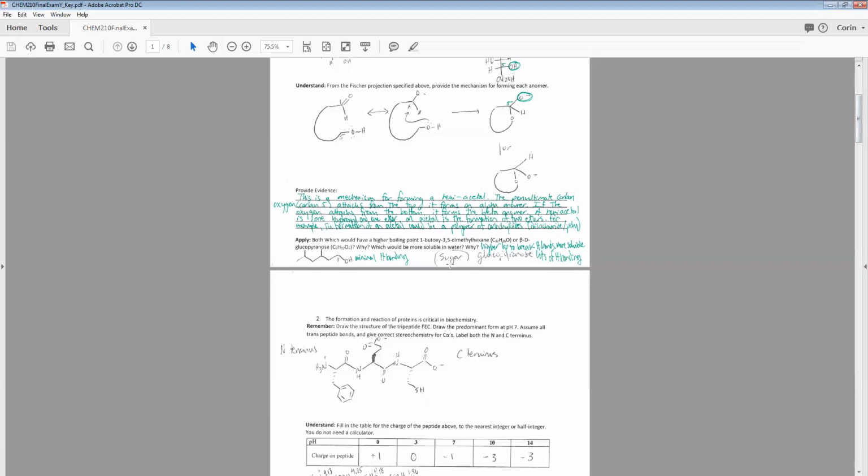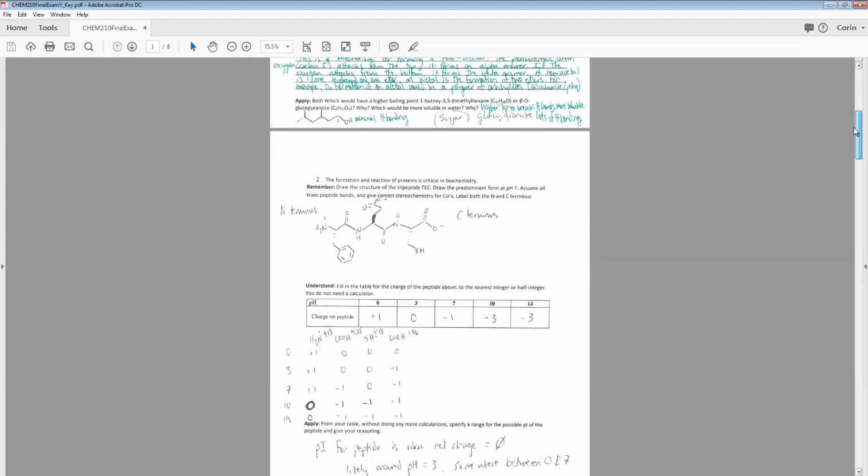Whereas if I compare that to the sugar, a glucopyranose, it's going to have a higher boiling point because it needs to break all of those hydrogen bonds. Also means that because of those hydrogen bonds, it's going to be more soluble. A lot of H bonding means higher boiling point and greater solubility.